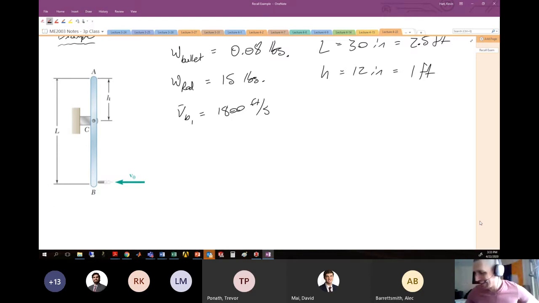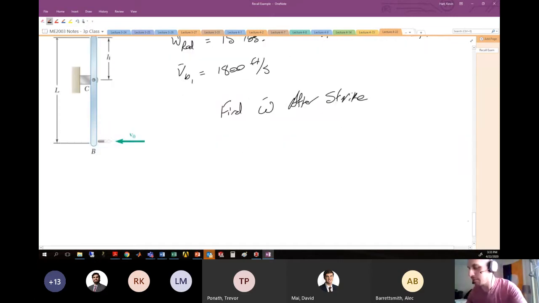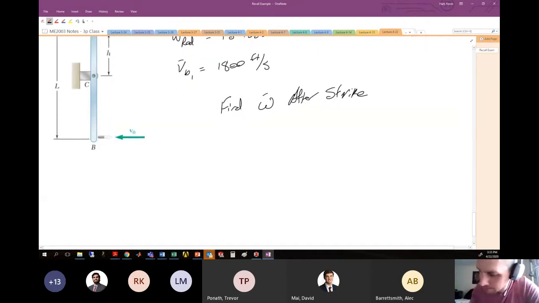Okay. All right, so let's find the angular velocity after strike. We need conservation of angular momentum. So let's do our momentum diagram.